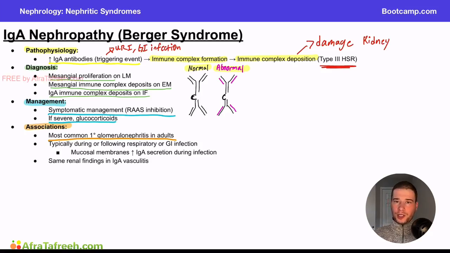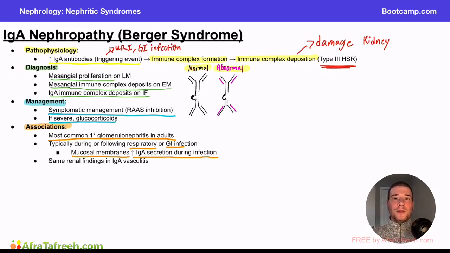It's also important to know the association we previously talked about is that this typically follows or occurs during a respiratory or a GI infection. And the reason is because our mucosal membranes, or our respiratory tract and our GI tract, are full of IgA. And so during an infection, our body naturally increases the secretion or the production of IgA. If we are, for a reason that we may not know, secreting an abnormal form of IgA, this can ultimately lead us to this renal pathology.